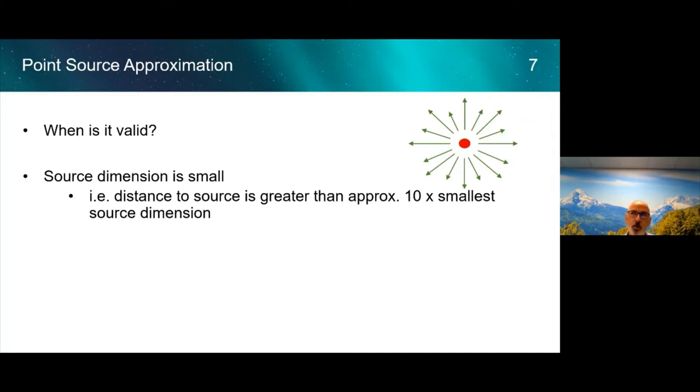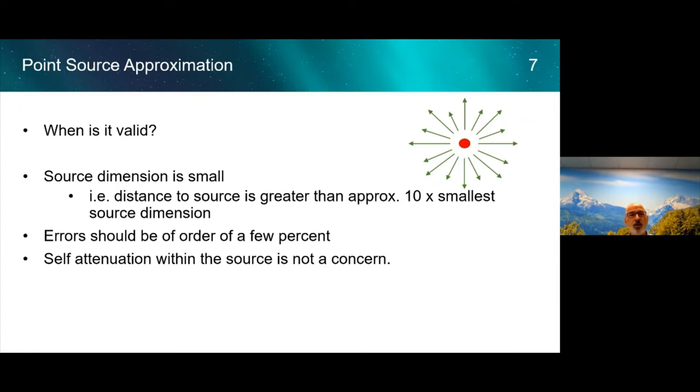I have seen things in the literature where people will say, well, as long as you're at least 3 times the largest dimension of the source, you can use a point source approximation. I like to be 10 times. If you do that, your errors should be of the order of a few percent.